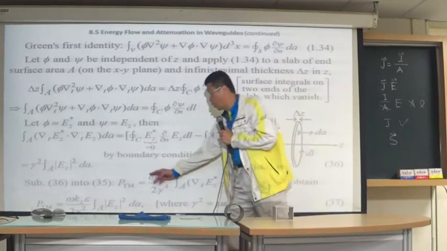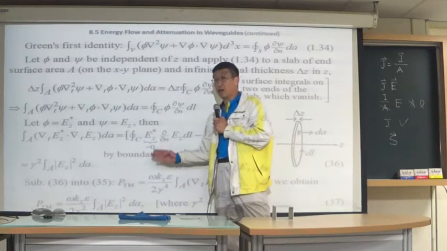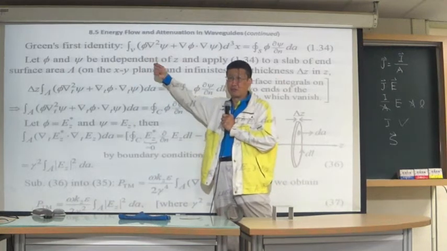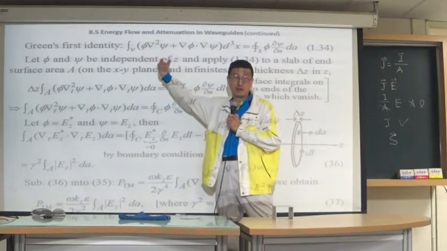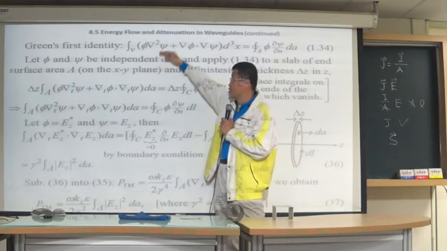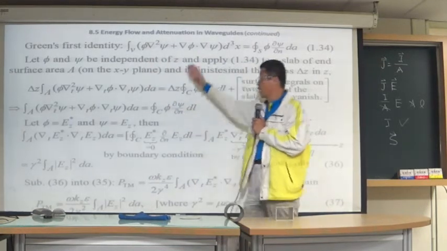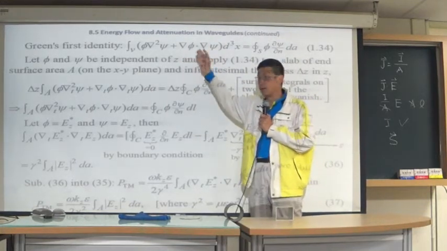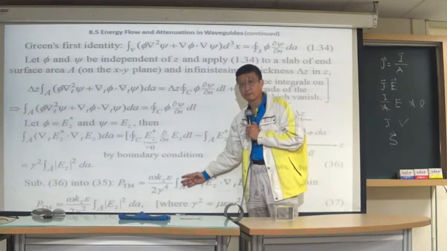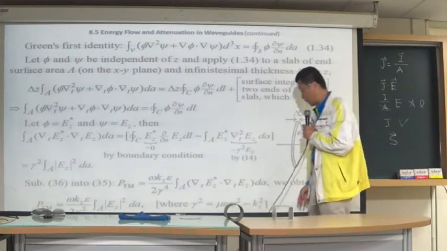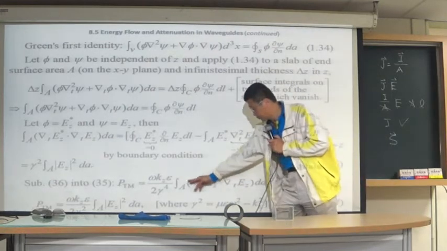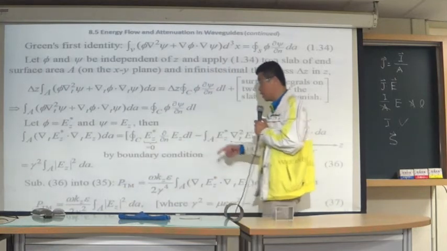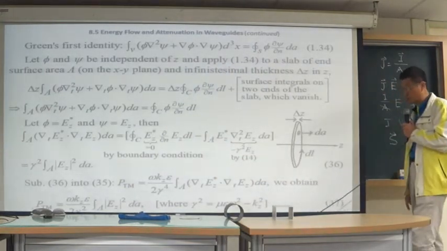Okay, so I want to emphasize, if you do not have time, or you are very busy, you have to play with your cell phone, you have to play a game or something, you can skip this part. Just keep it. How to calculate this one? We use Green's first identity. And you can obtain this one. And we change from this one to this one. That's for TM mode.